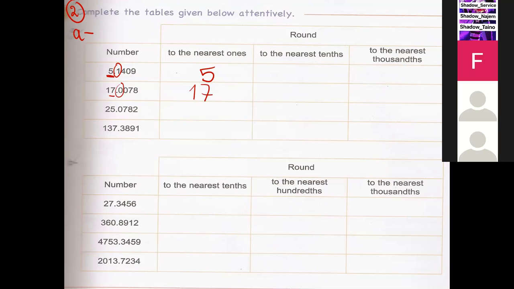Hassan Jaber. Yes, teacher. 25.0782. Round to the nearest one. We underline 5 and we circle 0. So the answer is 25. Bravo. Thank you, teacher.